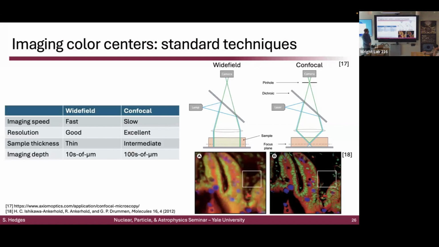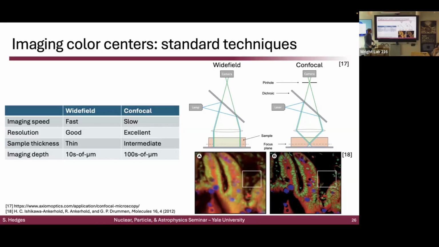But now going on to actually trying to image these individual color centers. There are a couple of techniques that have been used in the past. Typically, people use either wide field or confocal microscopy to image color centers. With wide field microscopy, we're essentially just uniformly illuminating the entire sample and then taking a picture of it. With this, the imaging speed is very fast, but the resolution isn't good. That's because you have light produced from behind the sample that then gives you blurry images like the one shown here. This also means you have to have thin samples.